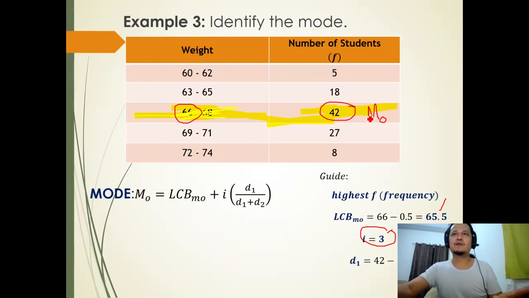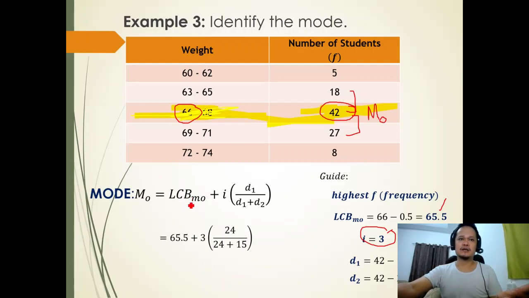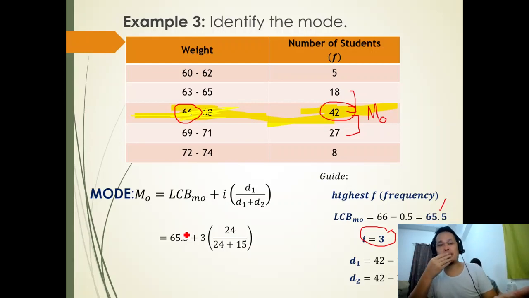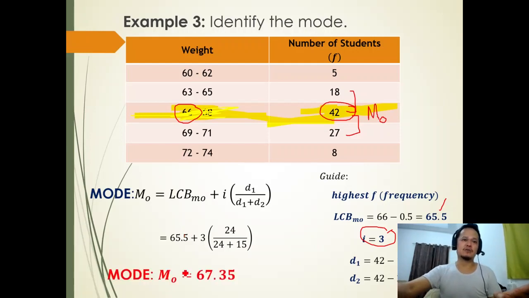Okay, D1, again, is the modal frequency minus the frequency above, that is 42 minus 18, that gives you 24. And then D2 is 42 minus 27, the frequency below, so that gives you 15. From there, you will get your mode. Just substitute: LCB, lower class boundary of the modal class, is 65.5 plus I, which is 3, times D1, which is 24, divided by 24 plus 15. That gives you a mode of 67.35.